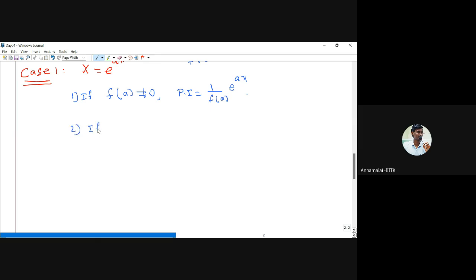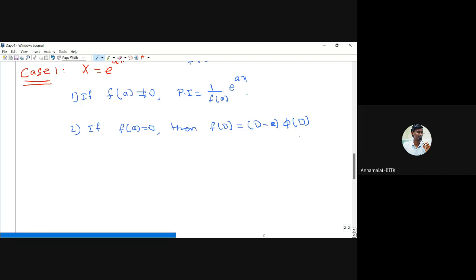Now suppose the other case. Suppose f of a is 0. So f of a zero means what? A is a root of f. That means d minus a is a factor of f of d. Then f of d equals d minus a into some function of another operator, because a is a root. Maybe suppose f is of order 2, then we'll get another polynomial.